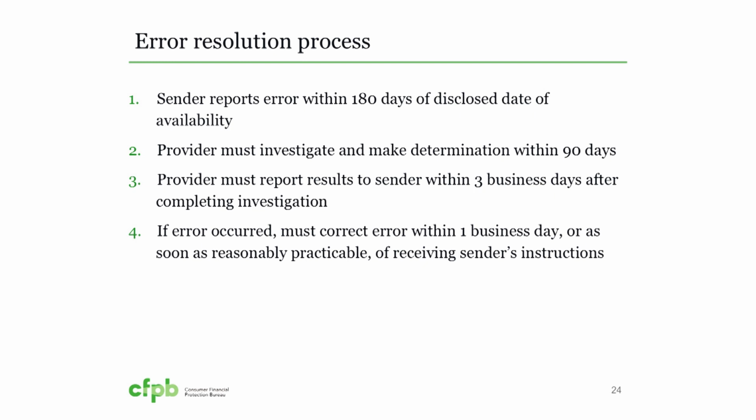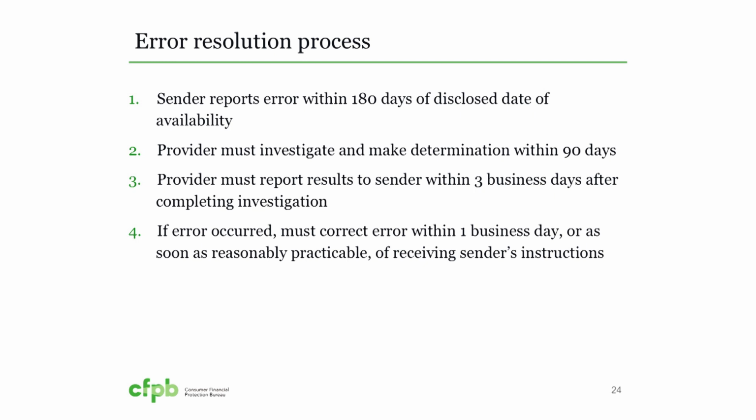Once an error is lodged, a provider has 90 calendar days to investigate and make a determination. A provider may not charge fees for the investigation. Once the investigation is complete, the provider has 3 business days to report the results to the sender. Note that business day is defined in the rule. If an error occurred, the provider must correct the error within 1 business day or as soon as reasonably practical after receiving the sender's instructions. The sender's instruction depends on the type of error and the remedy available, but note that there's different procedures for errors that occur because of a mistake made by the sender.